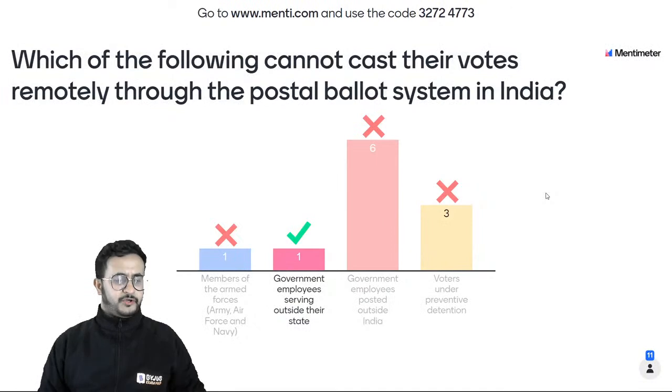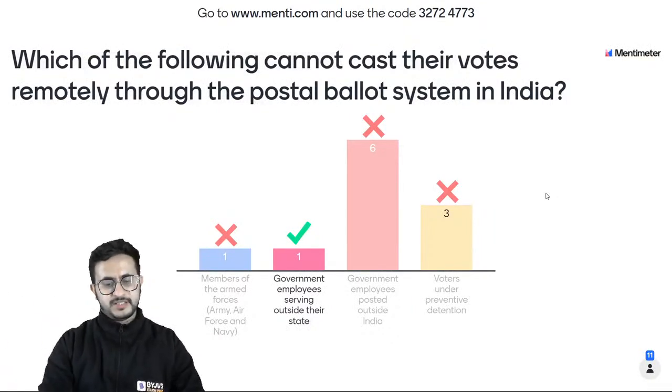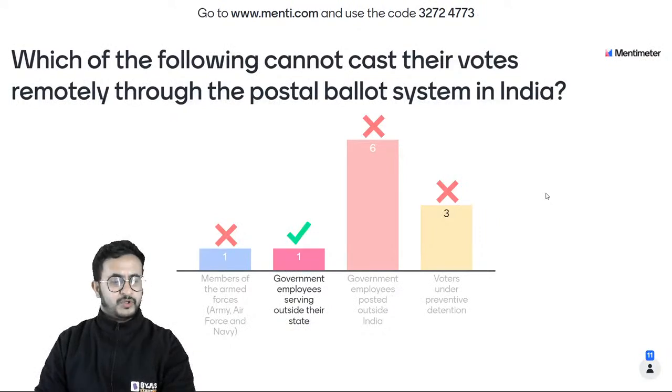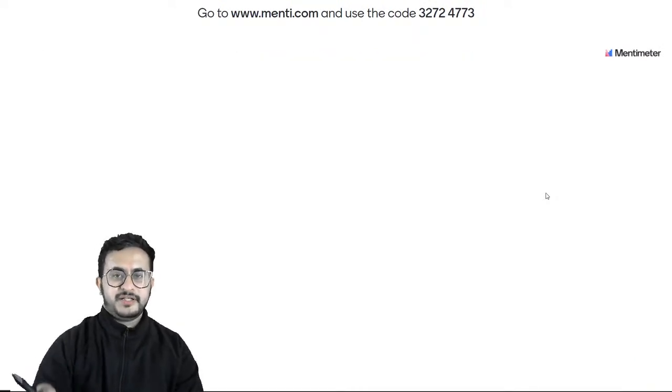Voters under preventive detention are also allowed. However, prisoners are not allowed to vote. Those who are inside prison are not allowed to vote, but if you are under preventive detention, then they allow you to vote. And government employees serving outside their state cannot vote through the postal ballot system. So they will have to travel to that place and vote. Let's look at the next question.